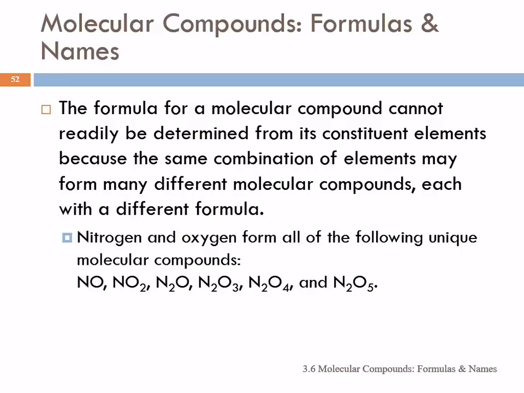Like charges repel. So 2 negative charged ions are not going to form a compound. Nonmetals form compounds by sharing electrons instead of transferring them.